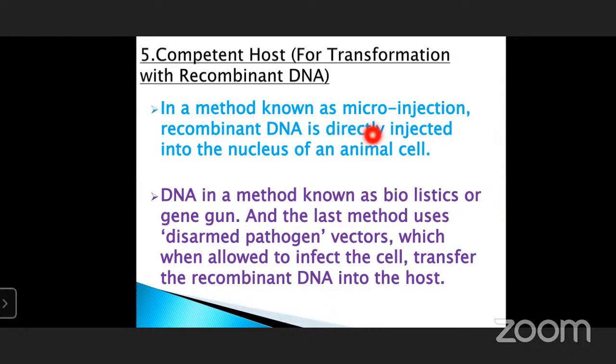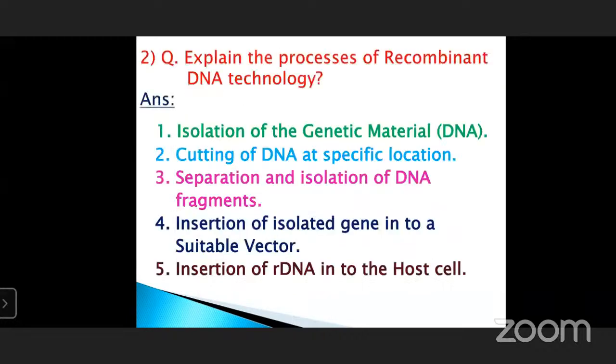The first tool is restriction enzymes. The second tool is polymerase enzyme. The third tool is ligase enzyme. The fourth tool is vector. And last but not the least, competency or acceptancy of the host organism is the last tool. So that is the complete explanation of the tools of rDNA technology, or recombinant DNA technology.